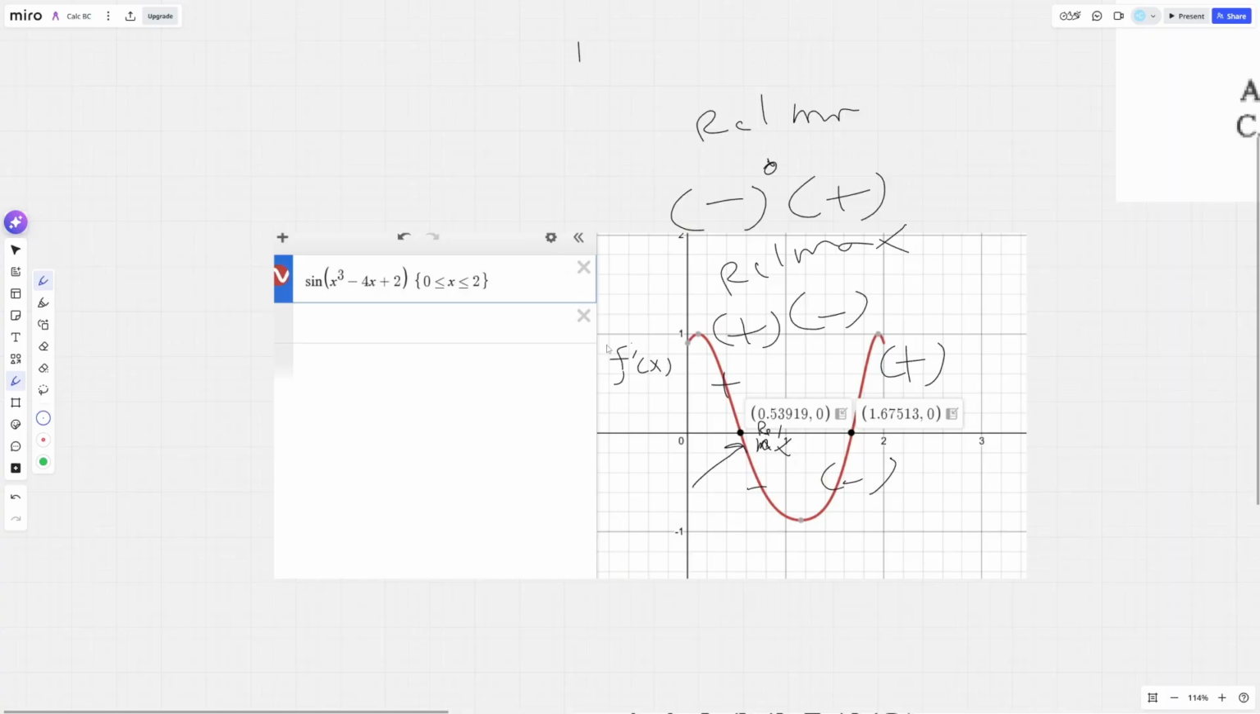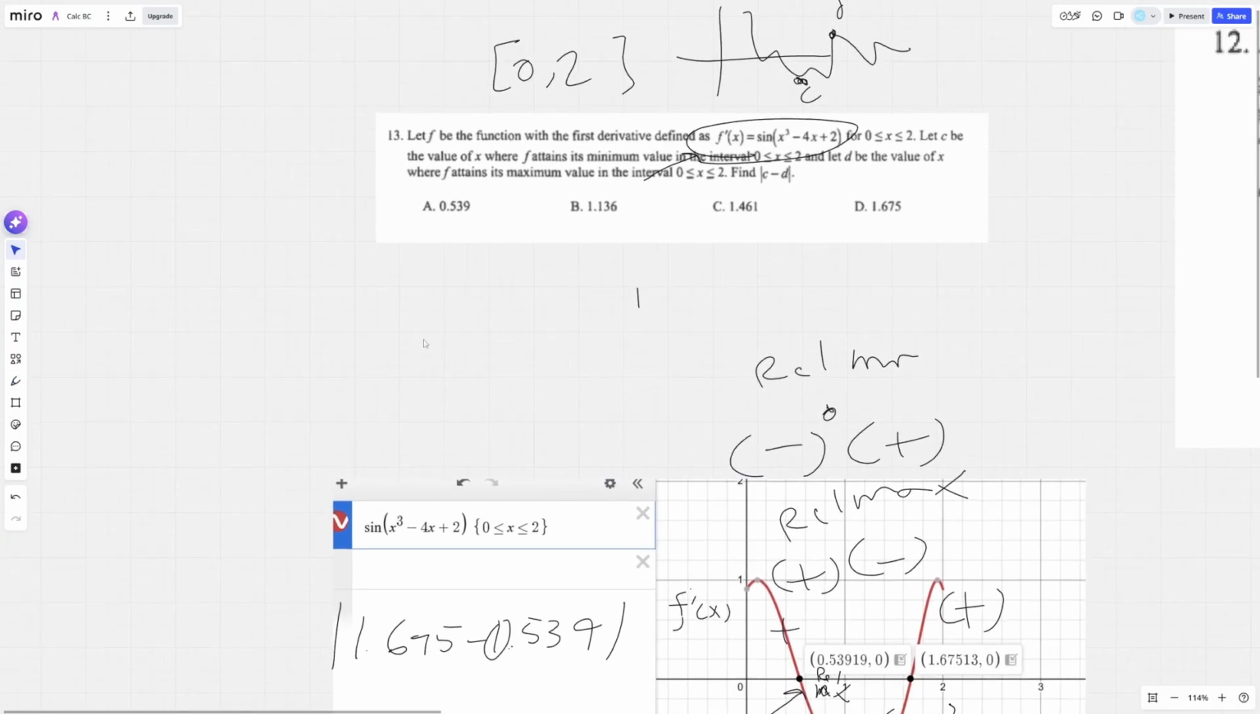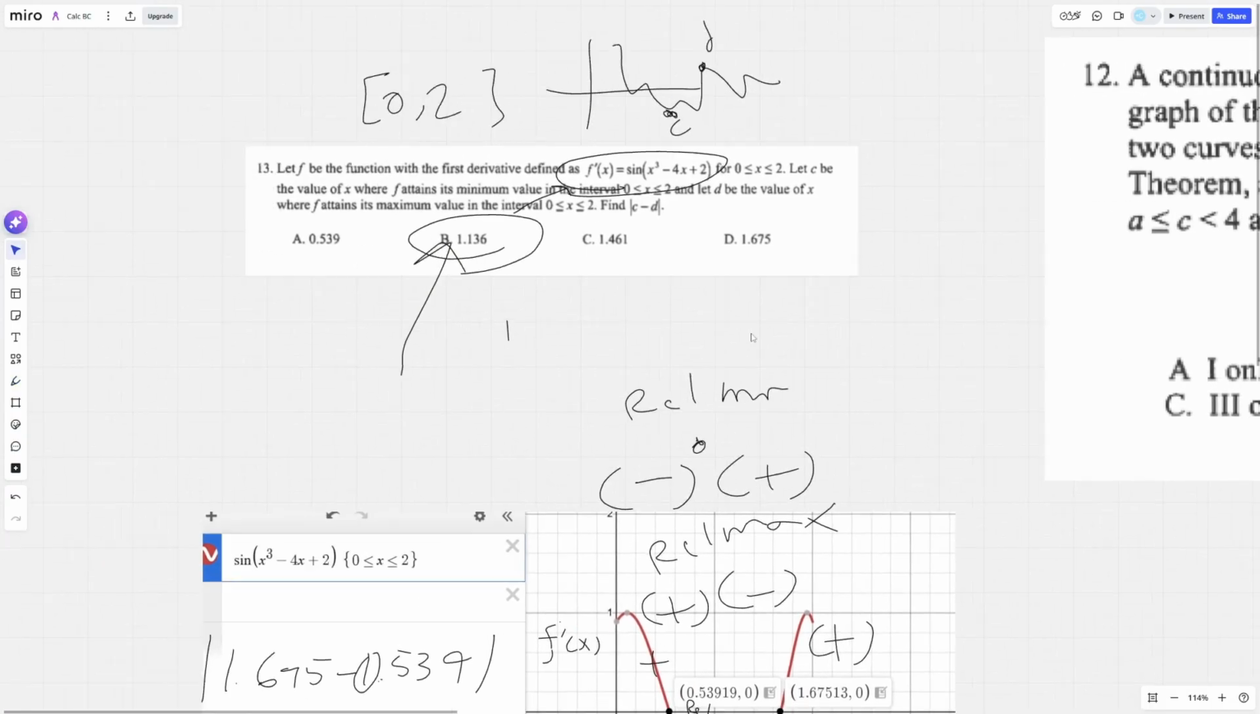So we're going to take the difference between the two x values. So that'll be 1.675 minus 0.539. And looking back at our answer choices, this would be approximately 1.136. Now let's move on.